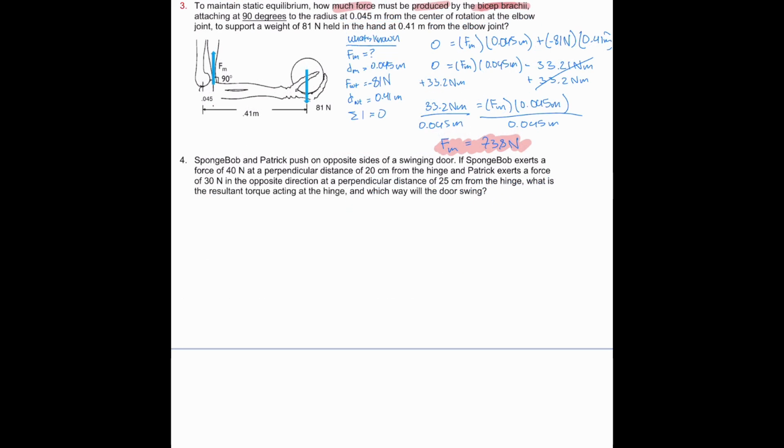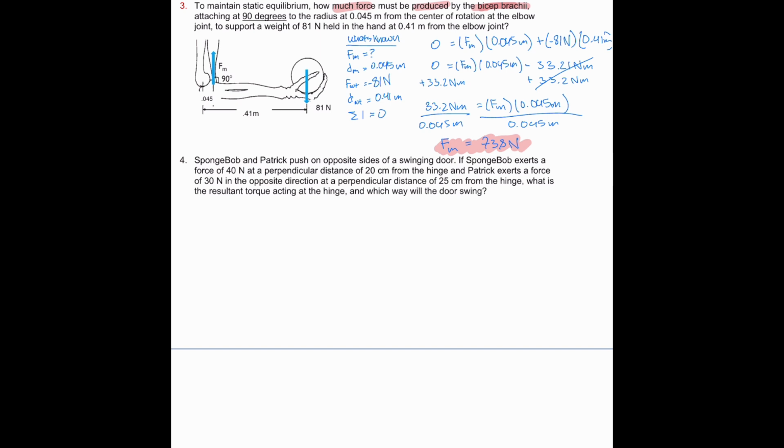All right, so the last question, question number 4, it's asking us: SpongeBob and Patrick push on opposite sides of a swinging door. If SpongeBob exerts a force of 40 newtons at a perpendicular distance of 20 centimeters from the hinge, and Patrick exerts a force of 30 newtons in the opposite direction at a perpendicular distance of 25 centimeters from the hinge, what is the resultant torque acting at the hinge, and which way will the door swing?